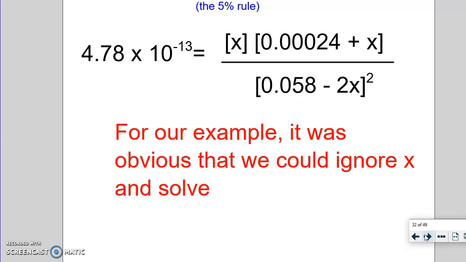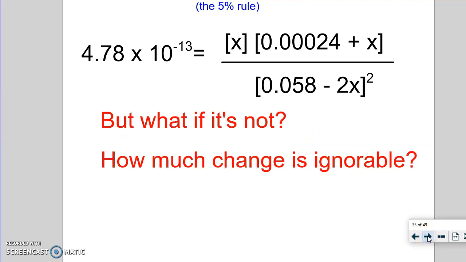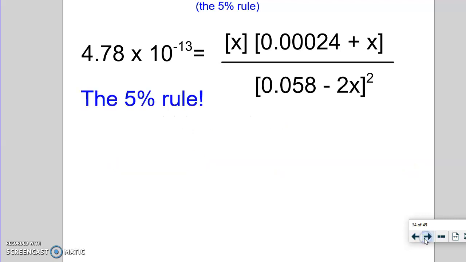So in our example, it was pretty obvious. We got such a tiny x, partly because I used such a small k value at the top here. That's a very, very small k value, so we got a really small x. So what if it's not as obvious? How much change is allowed? How much before we say it's a significant enough change that we've got to include it?